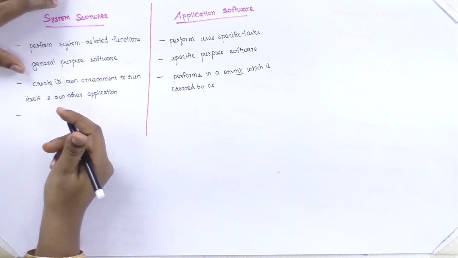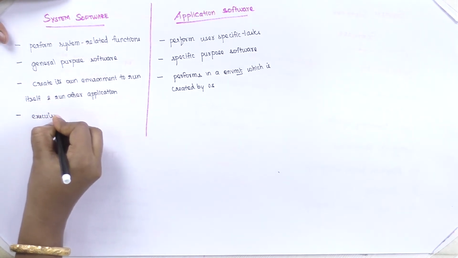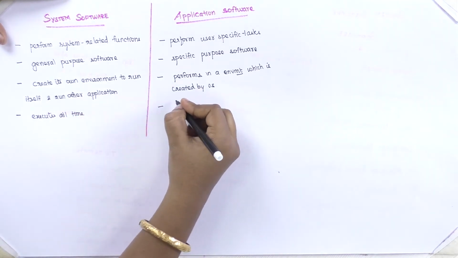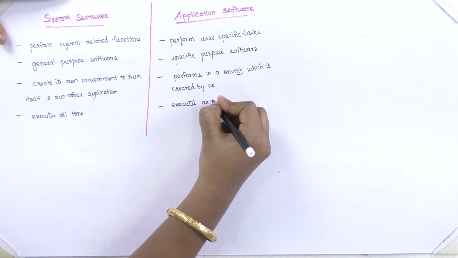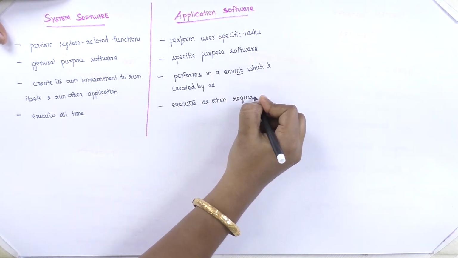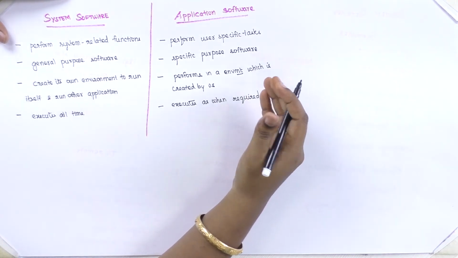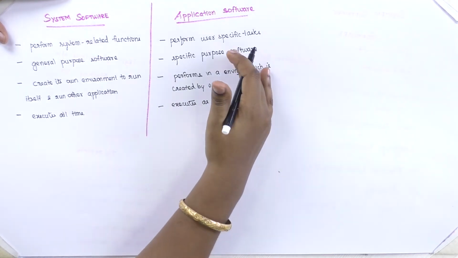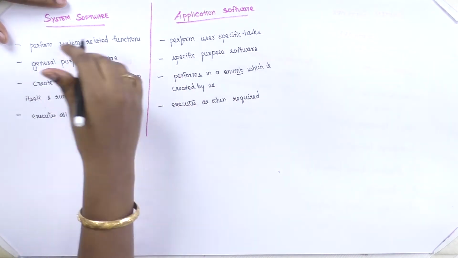Our system software is performing system related functions, so it executes all the time. Whereas our application software will execute as and when required. If a user requires to operate a word processor, he will open it and use it. If he likes to play a video or to hear music, he opens the specific software and uses it. So an application software will execute as and when required, whereas a system software will execute all the time.